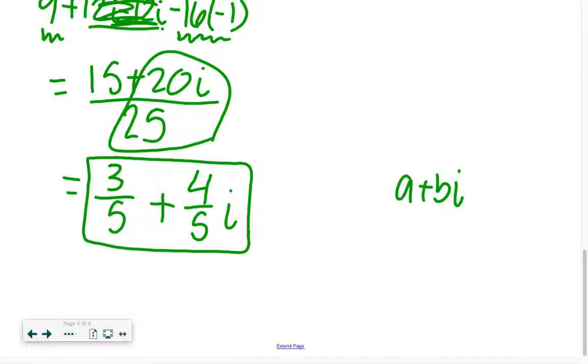Can you leave it as one fraction or no? I mean, technically you're supposed to break it up, but I don't get that picky. But this is your complex number form. Okay. Questions? No? Okay.